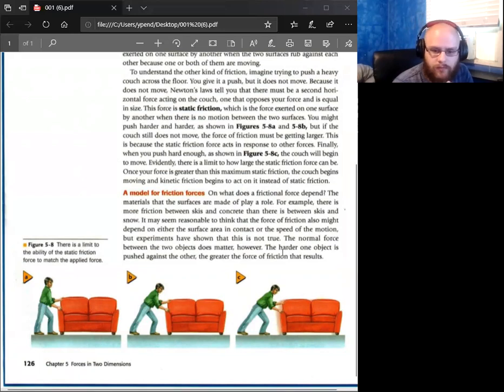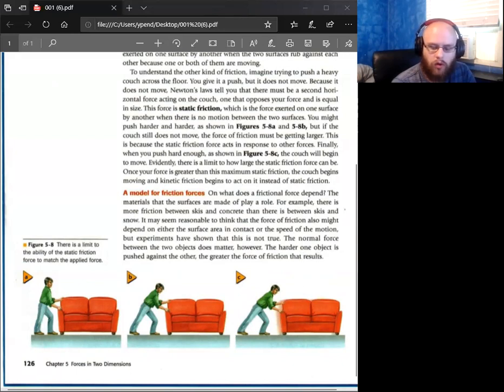That's interesting. The normal force between two objects does matter, however. Now, the normal force, as you might have heard in previous lessons dealing with forces, is another way of saying the weight of an object, the force due to gravity pushing down. So the more weight the object has, and the more it pushes against the surface, the greater the frictional force, even though it does not depend on how much surface area that force is applied to. The harder one object is pushed against the other, the greater the force of friction that results.